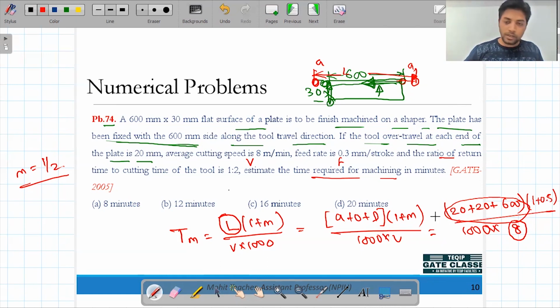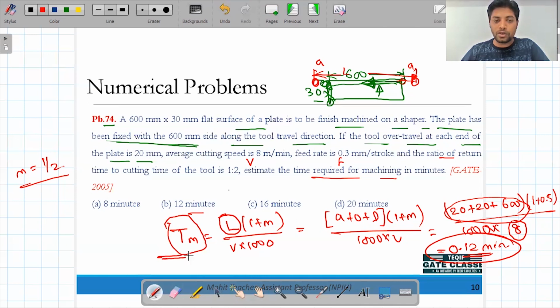So what I am getting is okay, so I have to calculate this one. This will be like 640 into 1.5 divided by 8000. Okay, so this I am getting is 0.12 minutes. Okay, but ये option में तो है नहीं कहीं पे. So what we have forgot, that this machining time is nothing but for the one stroke. How many strokes are there? So we have to think that what is the width, because initially we have taken this feed, we have taken like this is 0.3 mm per stroke.